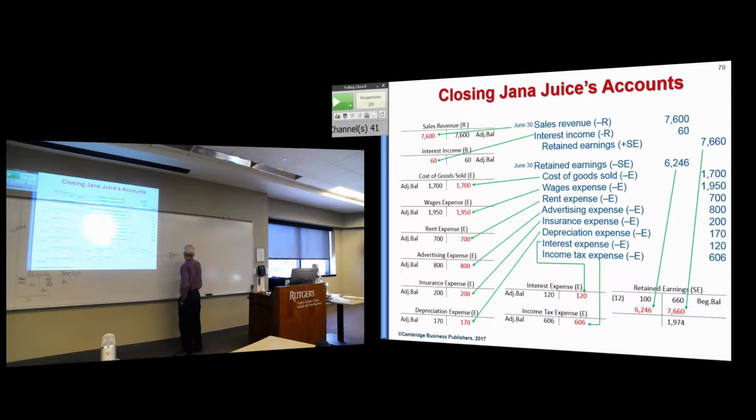Minus 62.46. And the net income for the period is 14.14. And that is transferred to retained earnings. So you close out all the revenues by debiting them, credit to retained earnings. Close out all the expenses by crediting them, debit retained earnings. And the difference is the net income or loss for the period.